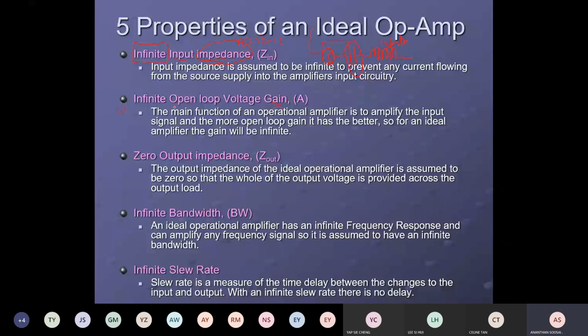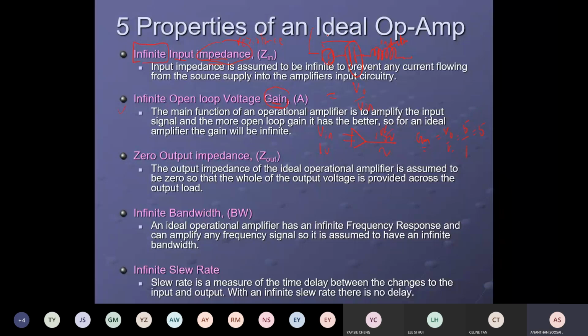Infinite open loop gain. What is the meaning of gain? Gain means output over input. Let's say you have an operational amplifier. You give 1 volt input, and the output becomes, let's say, 5 volts. The gain is output over input, so 5 over 1. So the gain is 5. If 1 volt becomes 10 volts, we say the gain is 10.